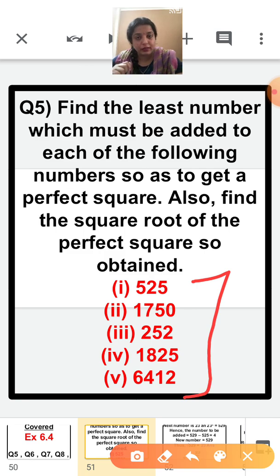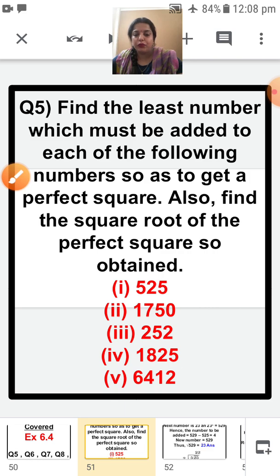Though the question is saying in advance that it is not a perfect square, from our side we need to check first whether that number is a perfect square or not, and after that we need to find the smallest number which can be added or subtracted so that that number can become a perfect square. In this question we need to add something. In the previous one we needed to subtract. So let's see how we can do that. Let's move to the next slide.